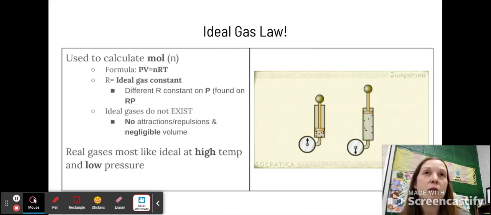Real gases, though, can act most like ideal gases at high temperatures and low pressures. At very high temperatures, where the particles are moving extremely fast, they don't have time to be attracted or repulsed by each other, and they can spread out to take up as much volume as they want. And at very low pressures, that means that you have a large volume of space for the particles to move, so they can spread out without being affected by each other's attractions or repulsions.